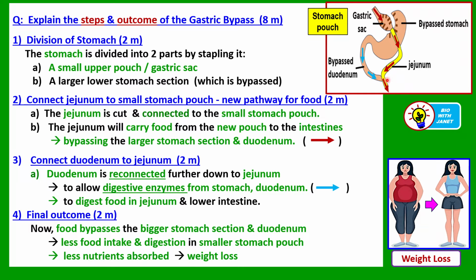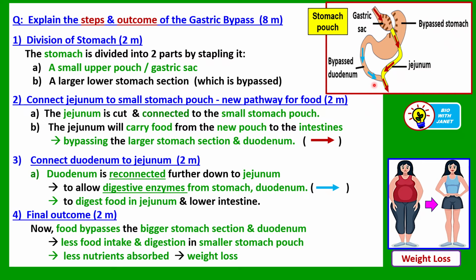This is a blue arrow. Okay, the juices will be used to digest food in the jejunum. So these are the 3 steps. Okay, now next, what is the final outcome? 2 marks. Now the food will bypass the bigger stomach section and the duodenum.